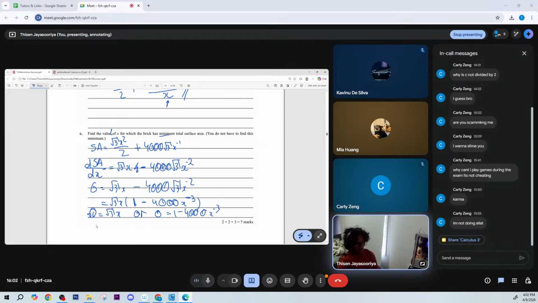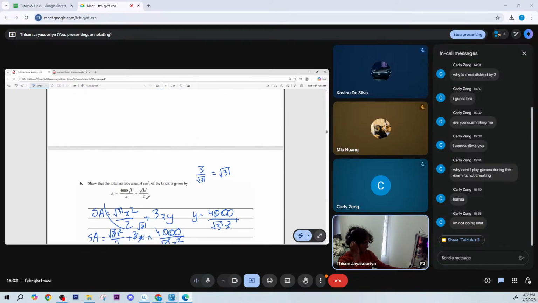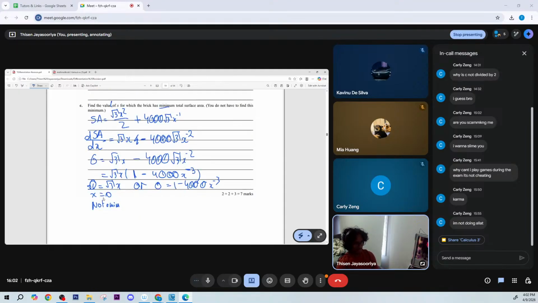So then, if we solve this one, we get x equals 0, but no, this one's not a minimum. This one isn't a minimum because this approaches infinity, or it's not defined in the domain technically. So it's not a solution as x is greater than 0. Yeah. And then this one over here, right?